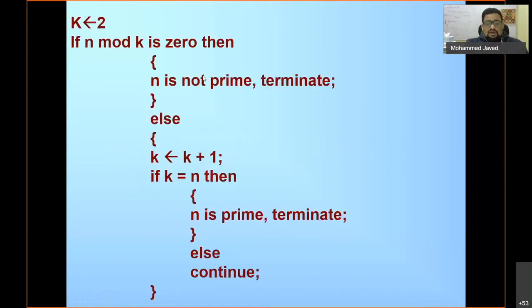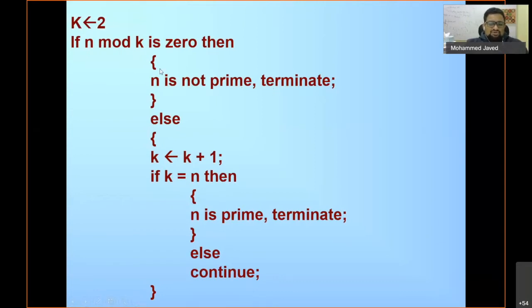Now in terms of algorithmic notation, I can write the entire solution here. I would start by initializing a variable k equal to 2. Now if n mod k is 0, meaning this k, which starts from 2, divides n and the remainder is 0, then n is not a prime and you terminate the algorithm.